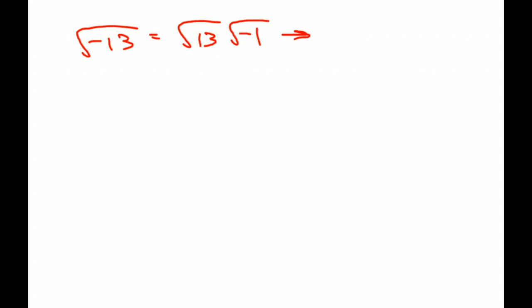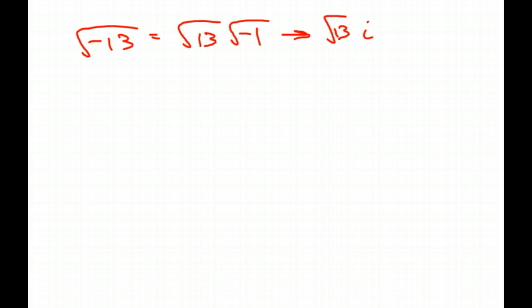All right, so if I'm asking you for the square root of -13, this is actually the square root of 13 times the square root of -1, correct? Because 13 times -1 is -13. Which is the same as the square root of 13 times i. What is the square root of -1? i.